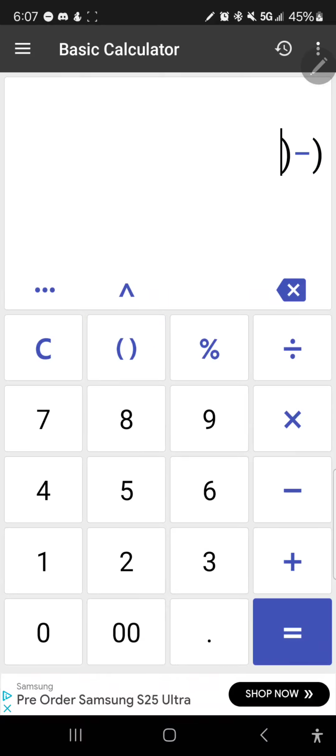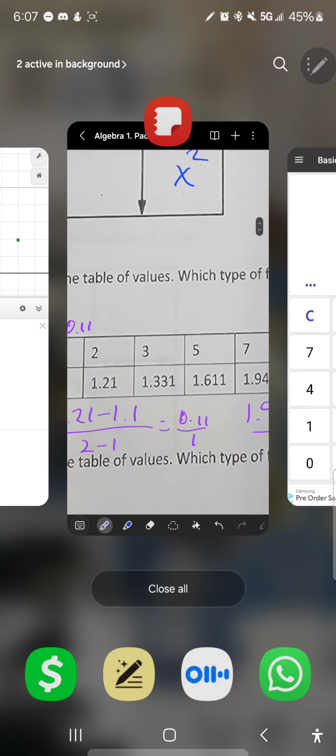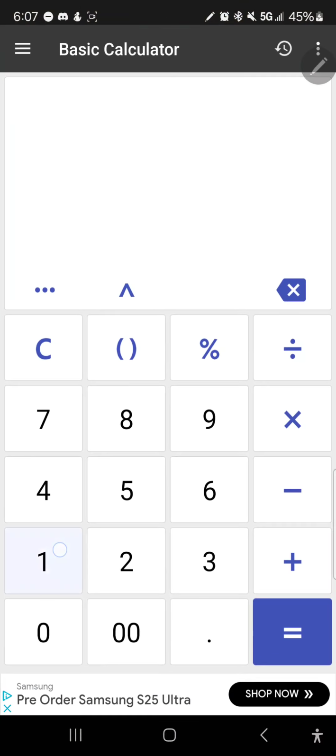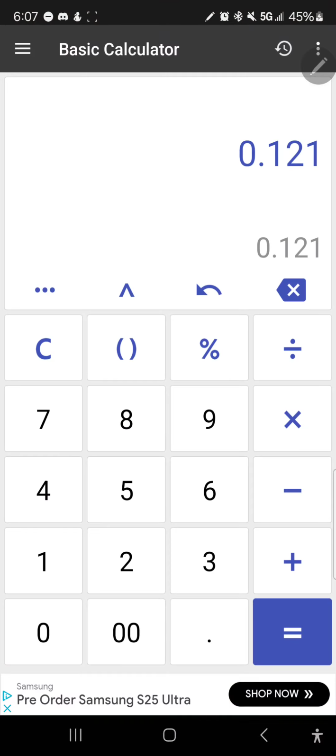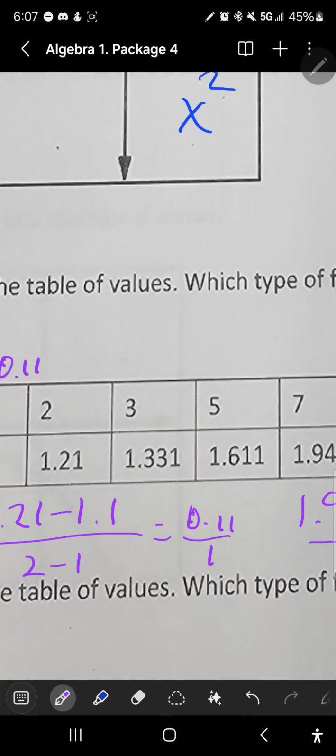Okay, it's not working like that. I have another calculator that works better. The upper one, the y2, so 1.331 minus 1.21 over the difference of these two, which is only 1. As you can see, this is 0.21.